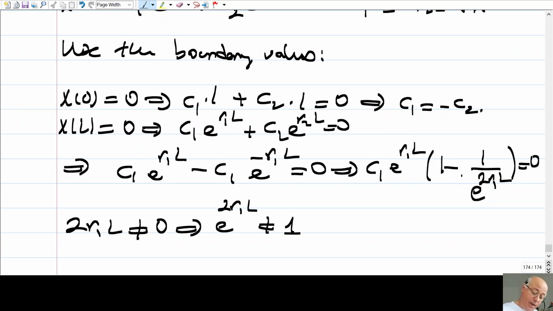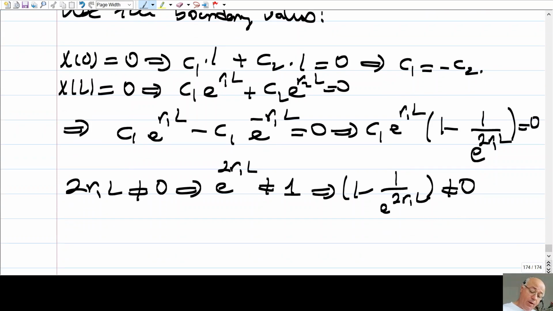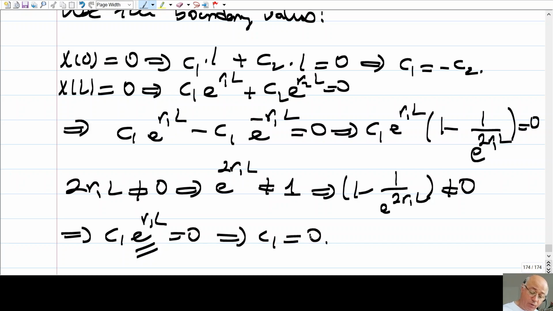Okay, and this implies that this number is not 0, right? Because this is not 1. So 1 over that thing is not 1. So this is not 0. Well, this implies C1 times e to the power R1L is 0. But e to the power R1L is never 0. And therefore, C1 is 0.